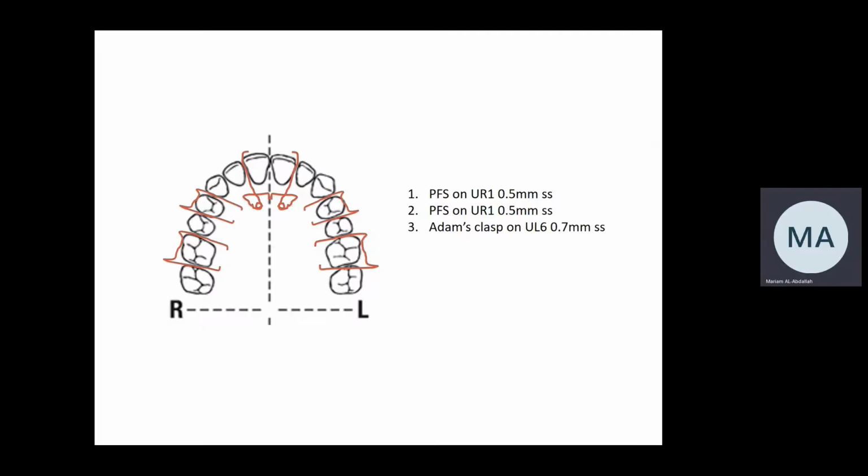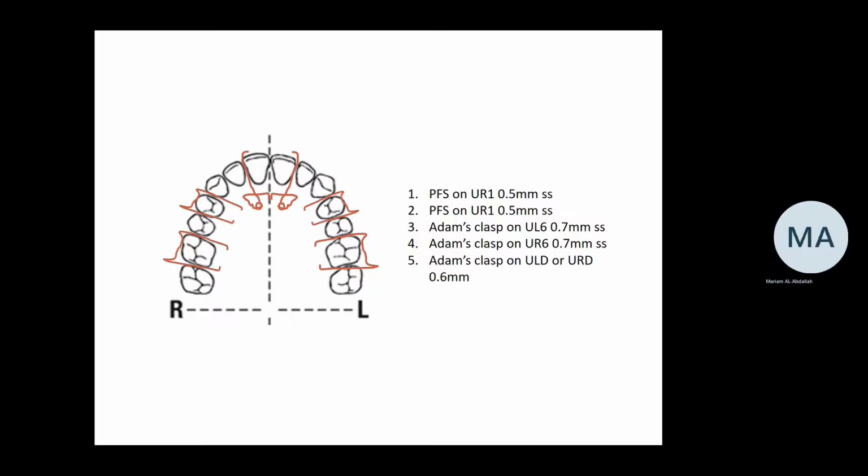Adams clasp on the 6s of 0.7 millimeter stainless steel wire, Adams clasp on the Ds of 0.6 millimeter stainless steel wire. Or I don't have to use both Adams on the Ds. I can use it on one side. It will be enough because I'll have 3 points of retention as long as the undercut is adequate for retention on the Ds. Because the deciduous molars usually have poor undercuts and the retention really is not that adequate. It's not that good. Right.